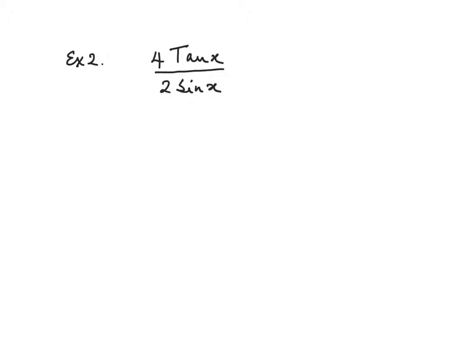Example 2. 4 tan x divided by 2 sin x. Now, 2 divides into itself once and into 4 twice. So, I've got 2 tan x. I'm going to change the appearance of it. Instead of having sin x on the bottom directly underneath the tan x, I'm going to write it like this here. There's a reason for it that you'll see in just a minute. So those two are the same, but they just look slightly different at the moment.